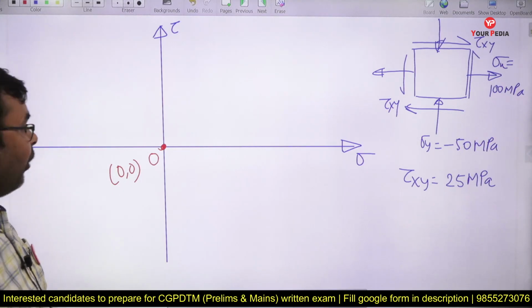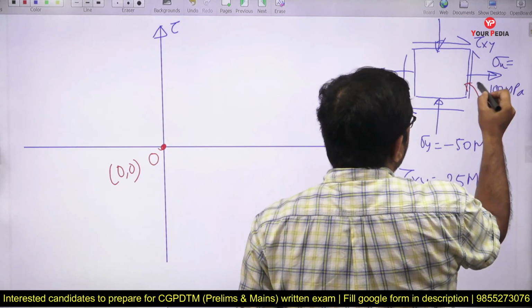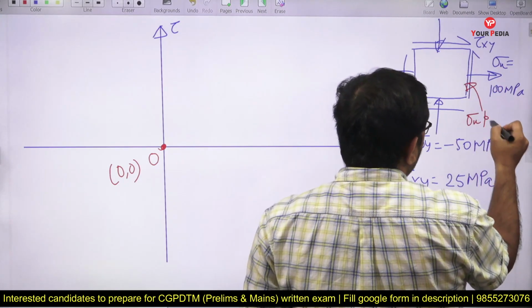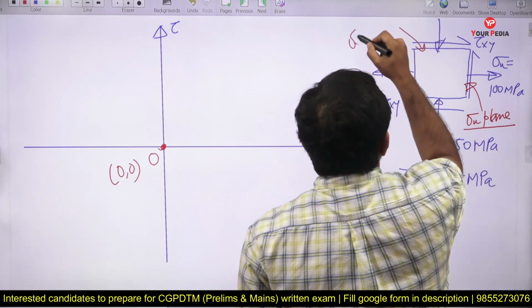Yes or no? And now you can see this plane is the sigma x plane. Is it clear? This plane is also called the sigma x plane and this plane is also called the sigma y plane.